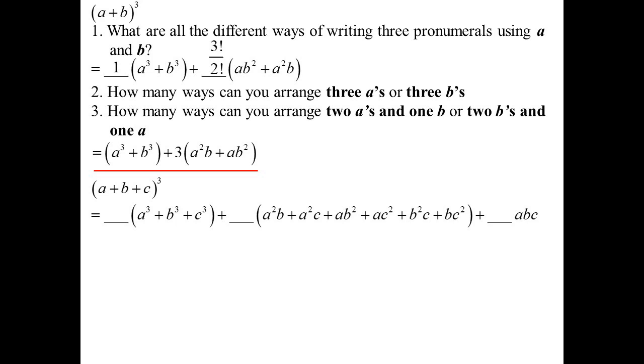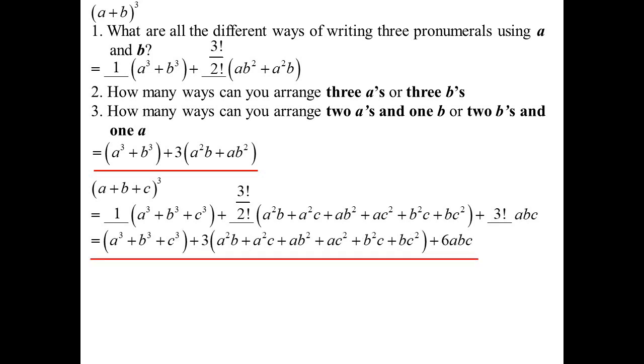So how many ways can we arrange these objects? Well, we've already seen that for the cubes, it's 1. And we've seen for the A squared B's and A squared C's and so on, 3 factorial on 2 factorial. Now the question is, how many ways can we arrange 3 different objects? Well, that's 3 factorial. So there's our expansion: A cubed plus B cubed plus C cubed plus 3 times all the possible pairings of 1 pronumeral squared and 1 to the power of 1, plus 6 lots of ABC.